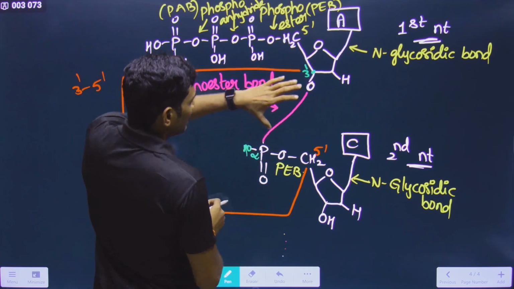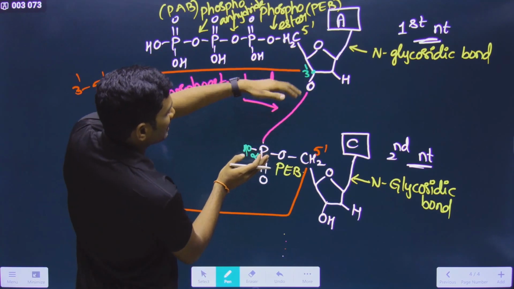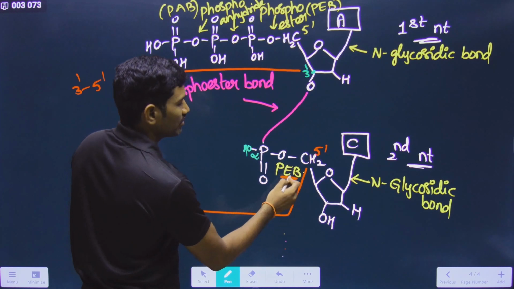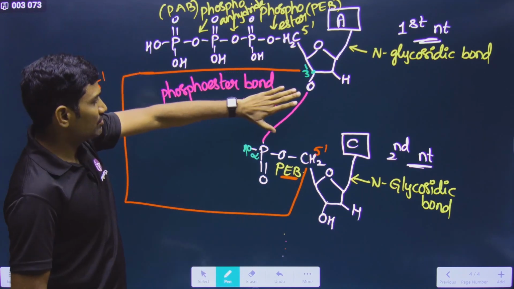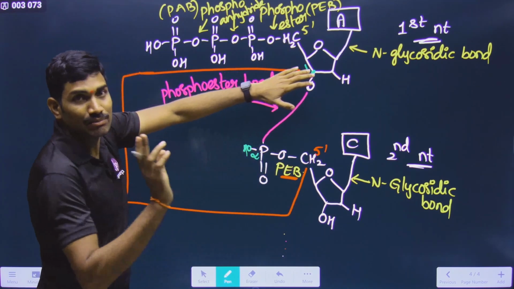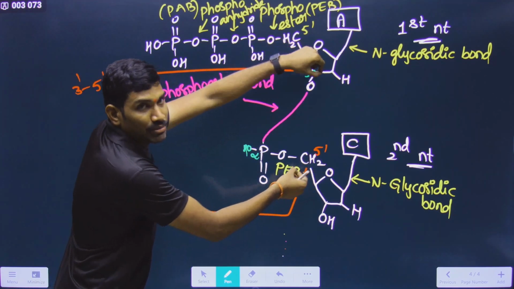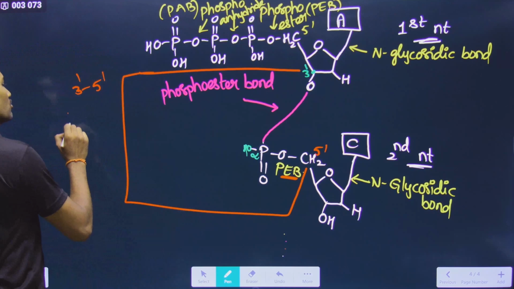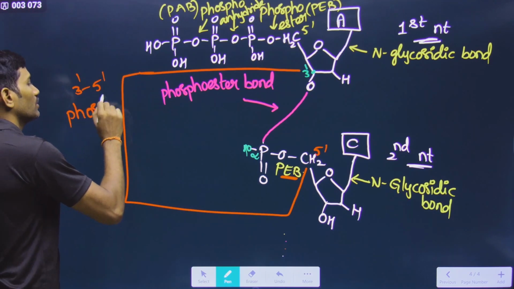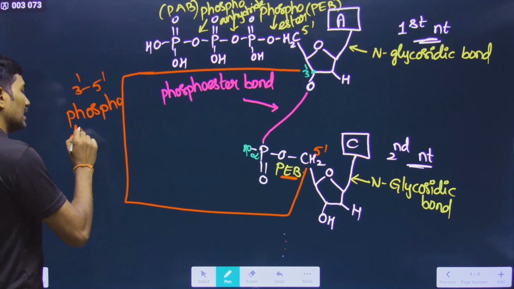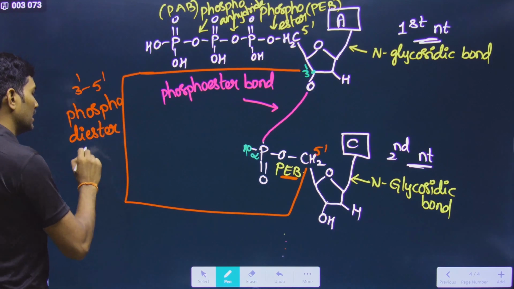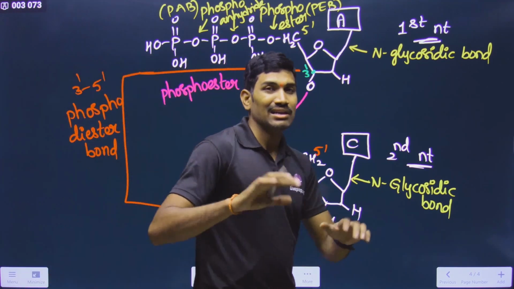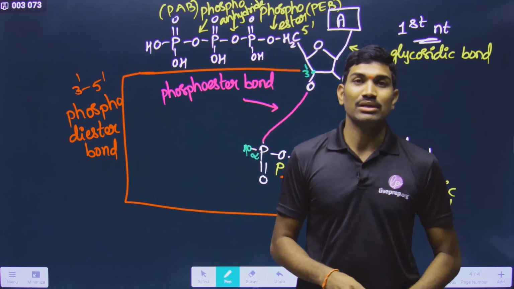What is this bond? For this phosphate, on this side there is one phosphoester bond. On this side there is one phosphoester bond. This is also a phosphoester bond. So this is one phosphoester, this is one phosphoester. That means between these two carbons, what is present? Two phosphoester bonds are present. That's why it is called as phosphodiester bond. Diester bond.